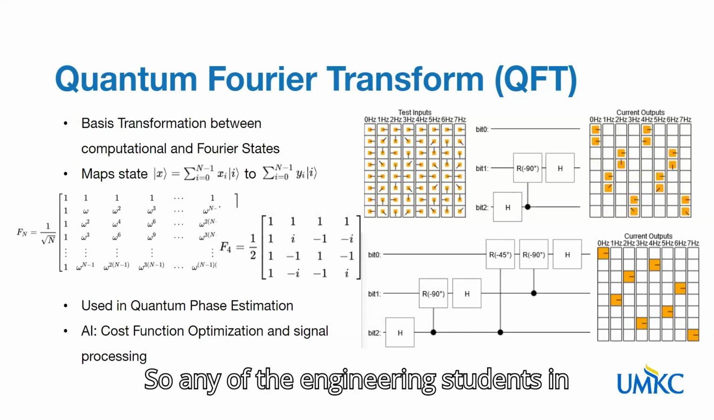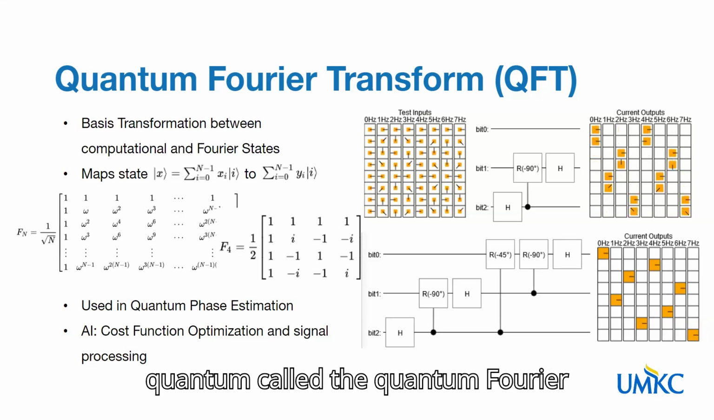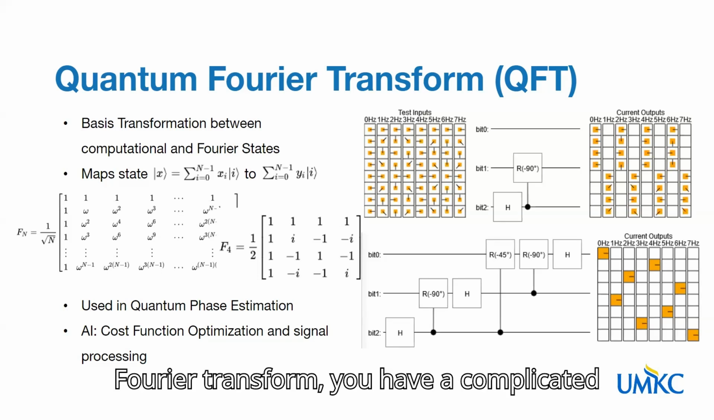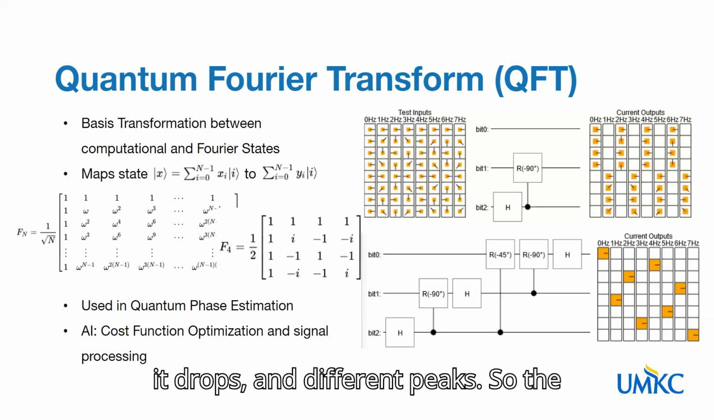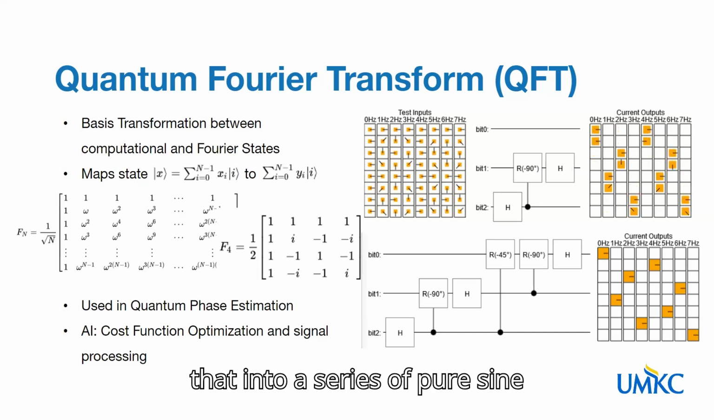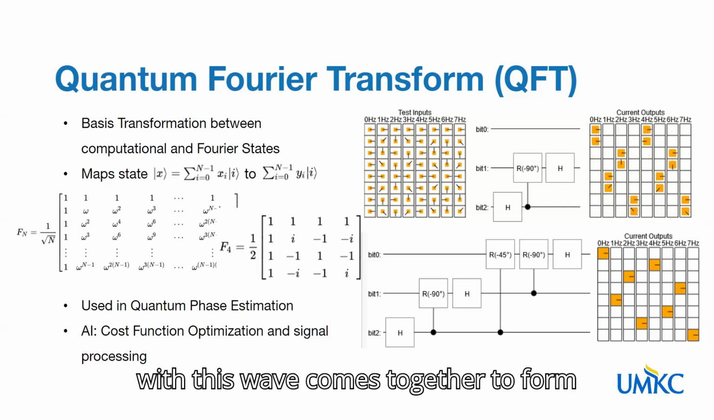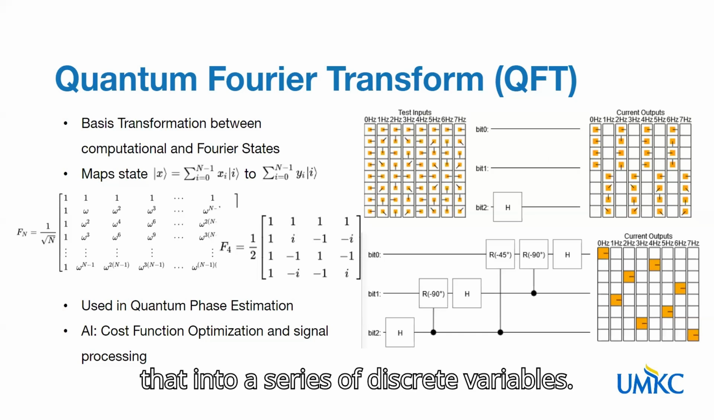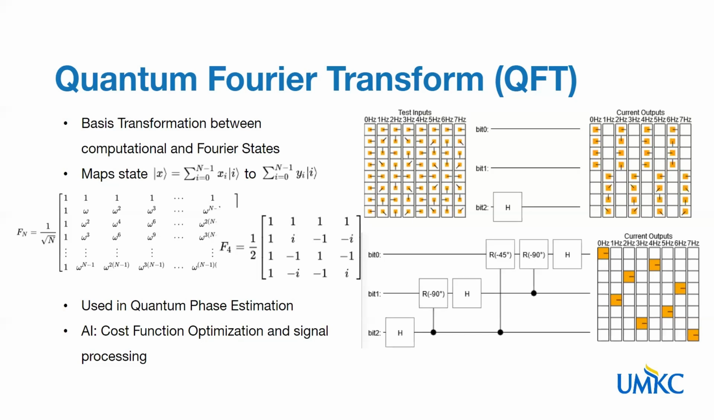So any of the engineering students in here will be familiar with the Fourier transform. There's a variant of that for quantum called the Quantum Fourier Transform. In your traditional Fourier transform, you have a complicated wave with multiple peaks and drops. Well, the Fourier transform allows you to decompose that into a series of pure sine waves. Okay, this wave plus this wave plus this wave comes together to form the wave we're talking about. Now, there's also a discrete version where we take a continuous function and decompose it into a series of discrete variables. And this is the quantum version of that.